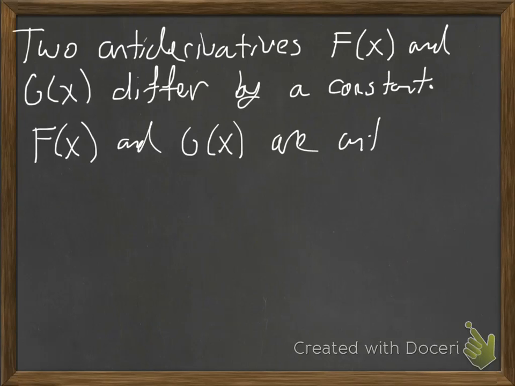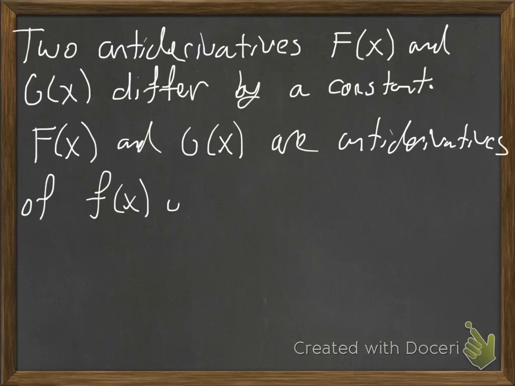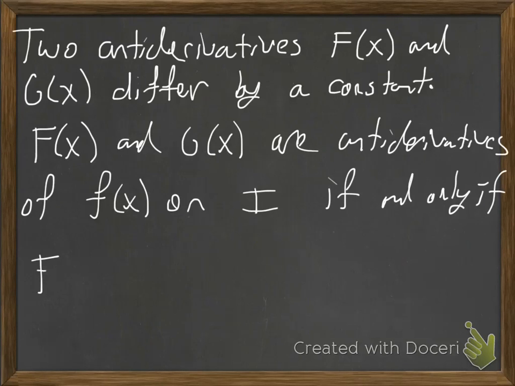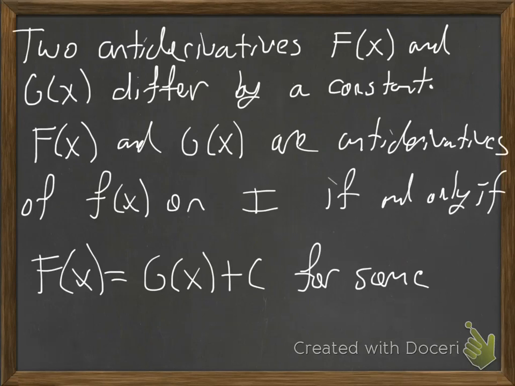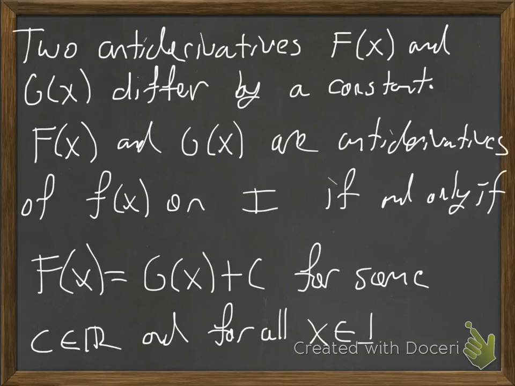We'll say that F of x and G of x are antiderivatives of a function little f on the interval I if and only if F of x is equal to G of x plus a constant c for some c in the reals, and F of x equals G of x plus c for all x in I. So they're just going to differ by some sort of constant.